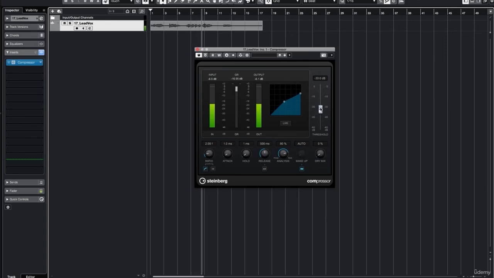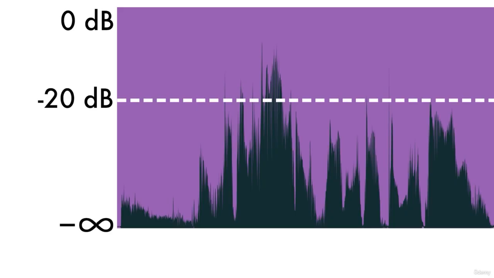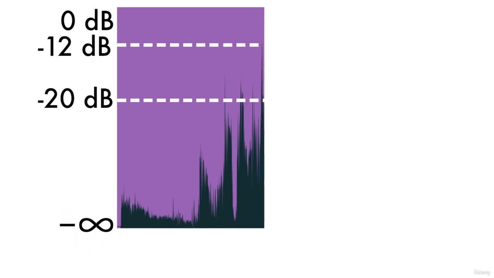We set that by the ratio parameter. Ratio tells the compressor how much it should compress the signal above the threshold. Here's an example. Let's say your threshold is at -20 dB. If at a given moment the level at the compressor's input is -12 dB, this means that the signal is exceeding the threshold by 8 decibels.